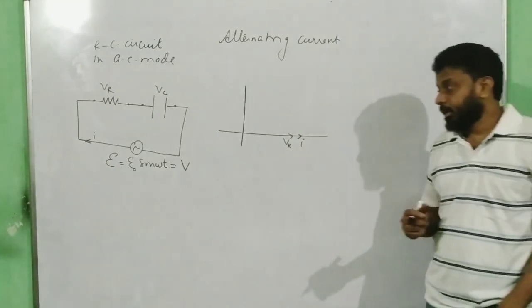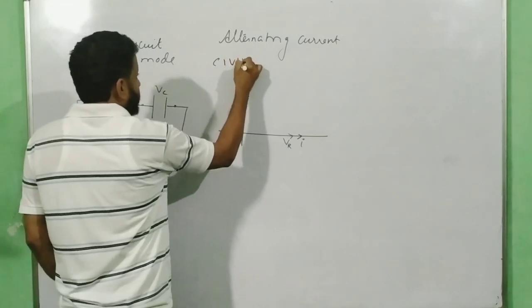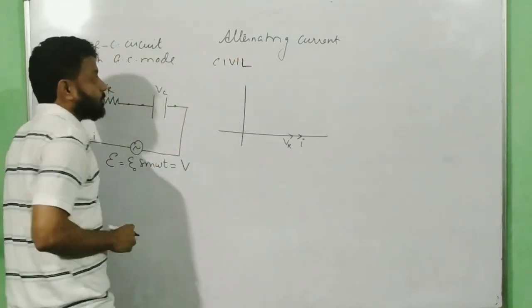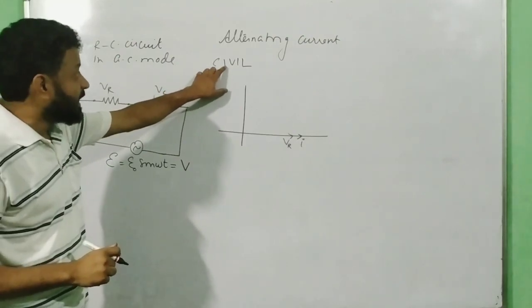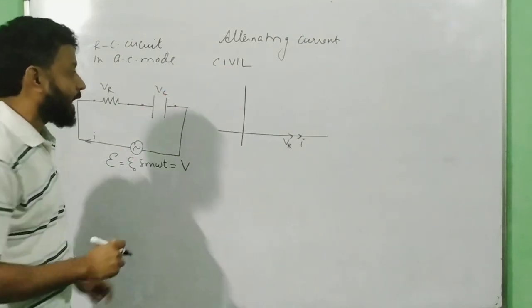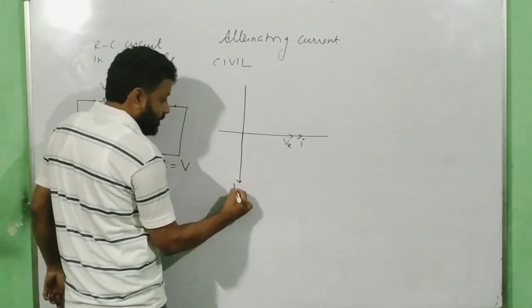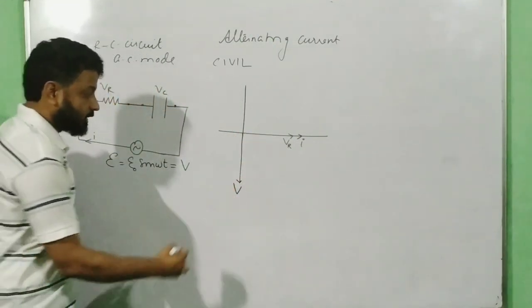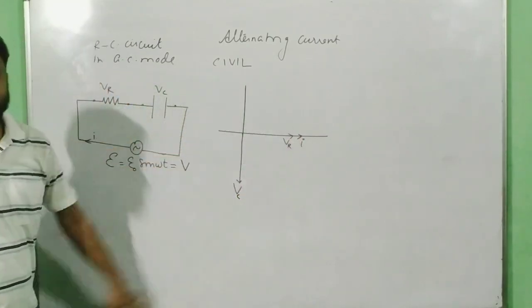But what about VC? If you remember the CIVIL rule, in a capacitance, current leads the voltage. That means the voltage lags. So if I consider the current over here, that means I have to consider my voltage over here. This is my VC. So it lags the current by an amount of pi by 2.